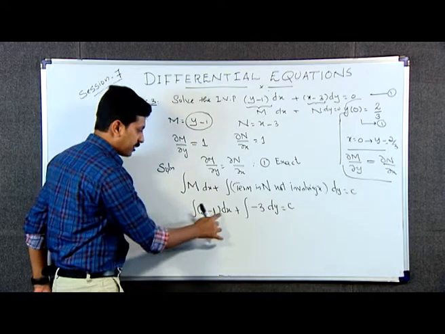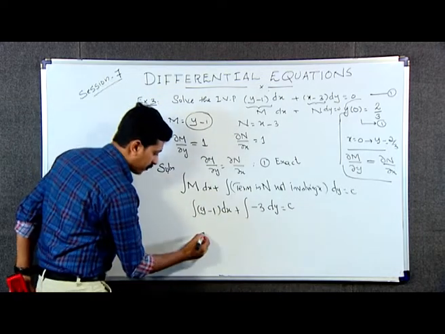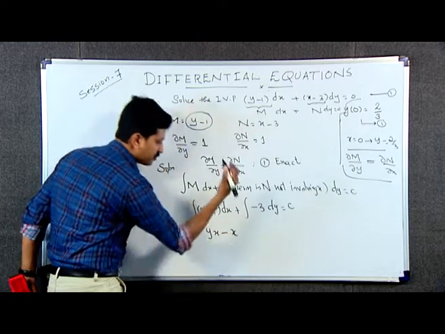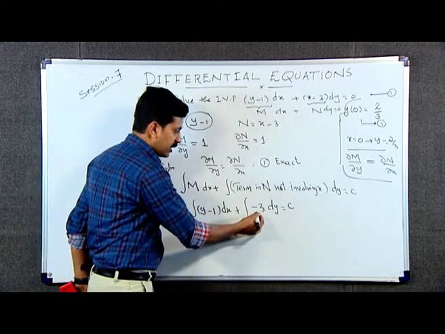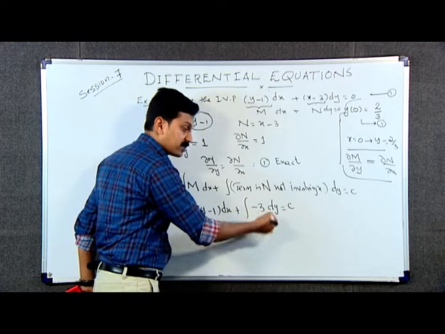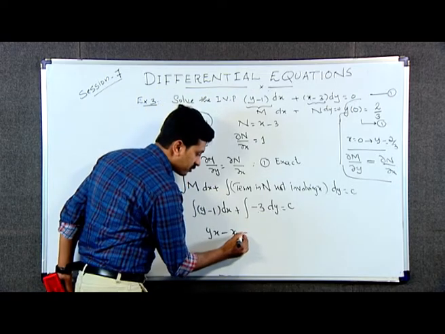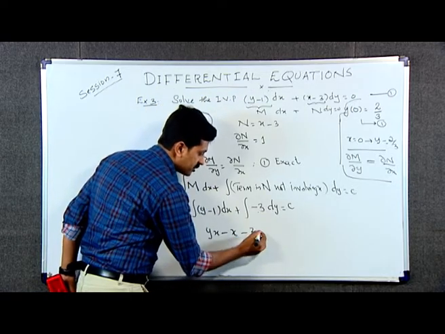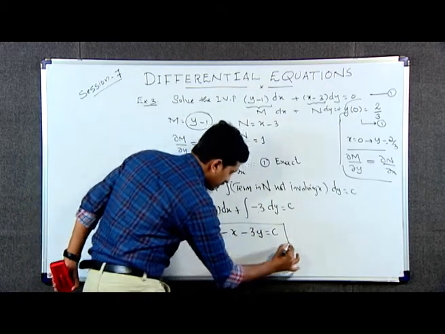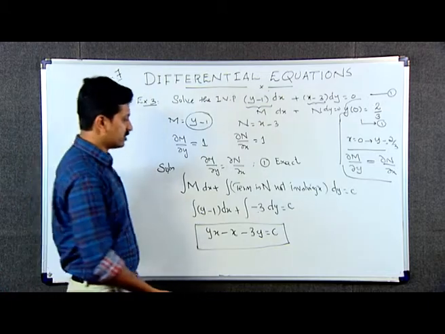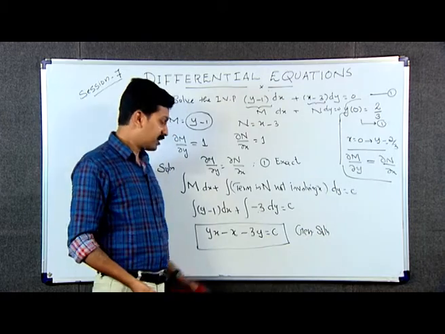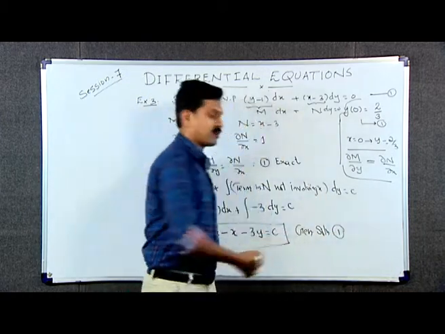We are integrating with respect to x. So the integral of y will be y times x, the integral of −1 is −x, plus the integral of −3 with respect to y. Therefore this is equal to −3y = c. Now, this is the general solution for equation 1.